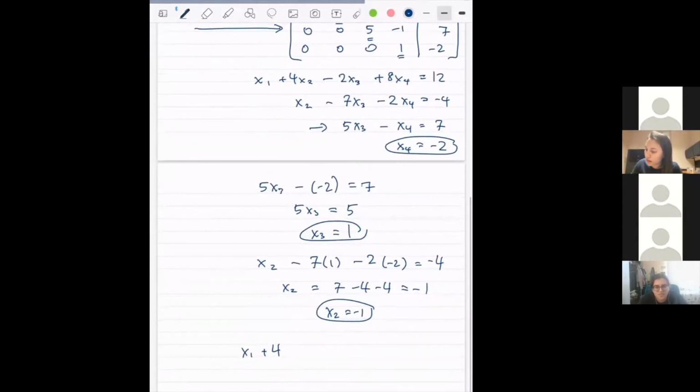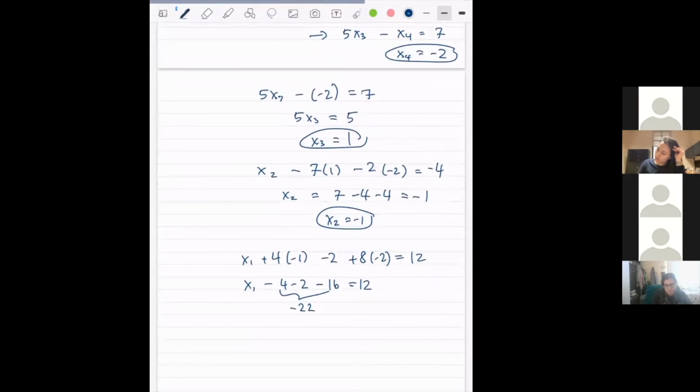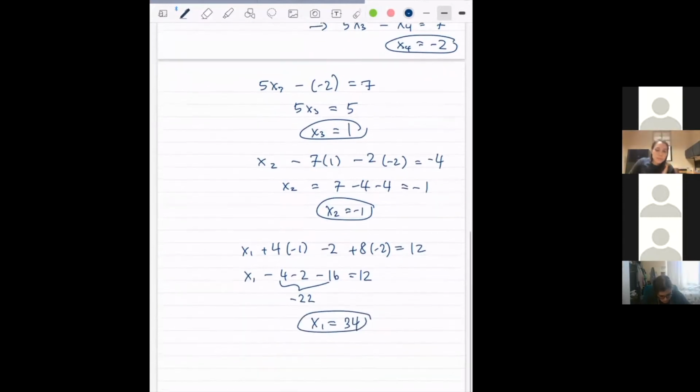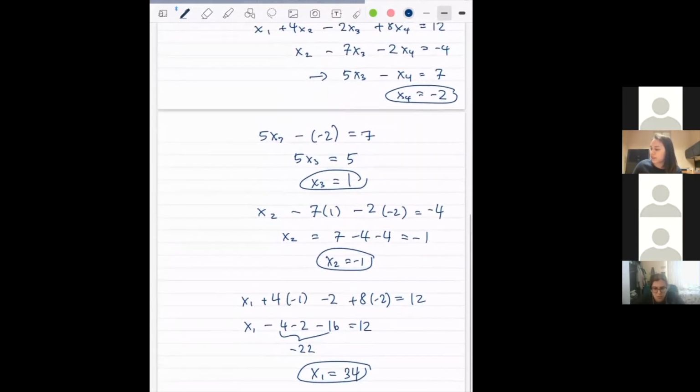Okay, so just to finish this up, we plug in the other values. We'll have -2 plus 8. What is x4? -2 equals 12. So we get this is what? -22. So x1 equals 34, I believe. Let me know if I make an arithmetic error because I'm very prone to those.